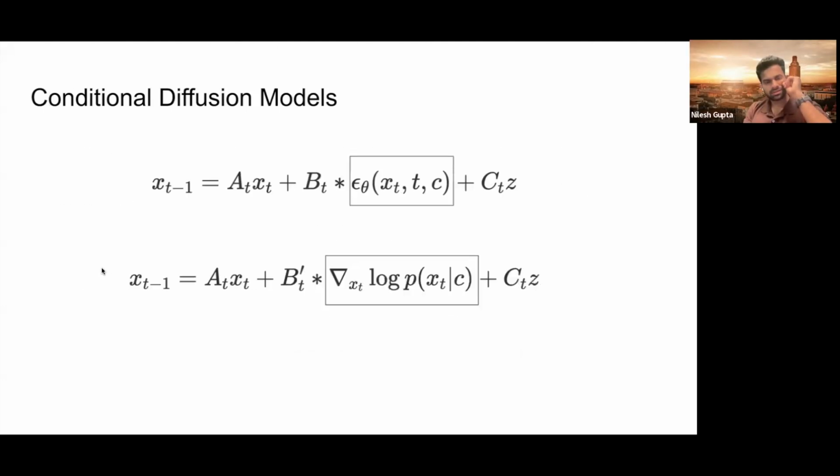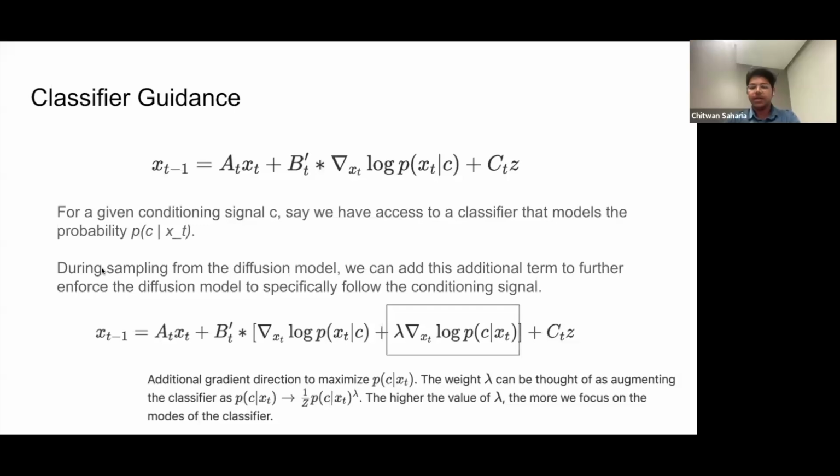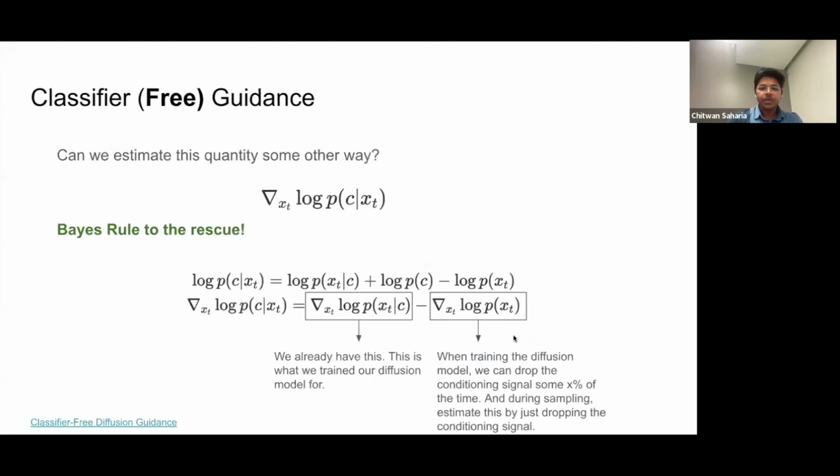Right. And this is what we needed, right? So we needed a P of C given xt for the classifier, which we didn't have access to. That's why we need to train a classifier. And now we are basically showing that this can be approximated using the original score that we had and also an unconditional diffusion model score. And yeah, it's very simple to estimate it because we can just drop the conditioning signal sometimes during training.